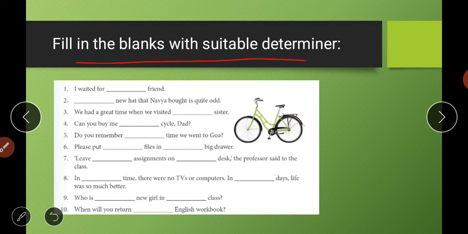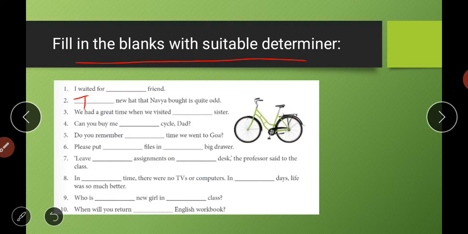First answer is "my"? Then, "dash new hat that Navya bought is quite odd." So simply we are talking about a particular hat which Navya has bought. So we will use a specific word. The word is "the": The new hat that Navya bought is quite odd, because we are talking about that particular hat. So "the" will be the answer here.